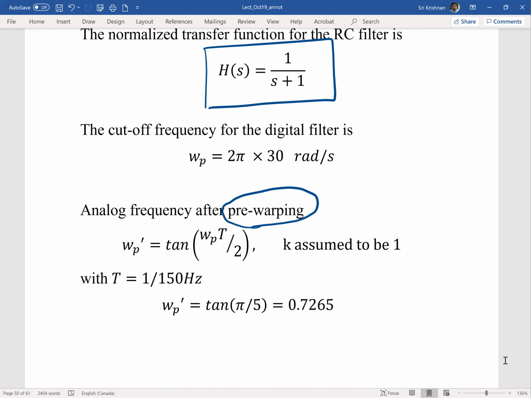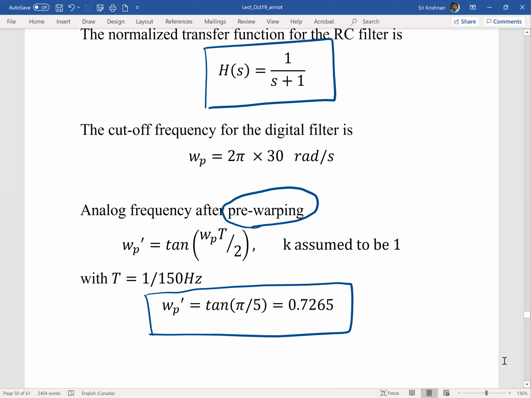By doing the pre-warping, the new cutoff frequency is nothing but the tan function of the old cutoff frequency. We have assumed that there used to be a constant k, tan of omega_p T by 2. We assume the k to be 1. Now, T is nothing but the sampling time, which is 1 over the sampling frequency. So when you do that substitution, we are essentially designing this filter for a revised cutoff frequency of 0.7265.